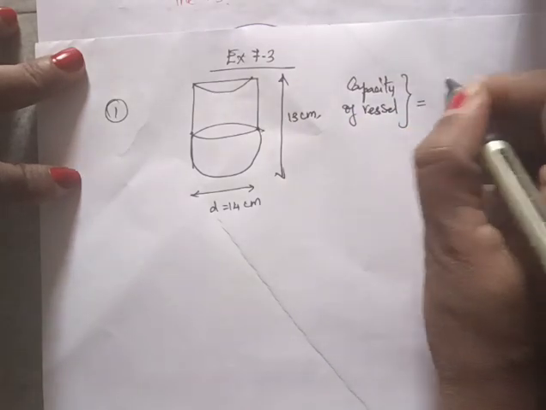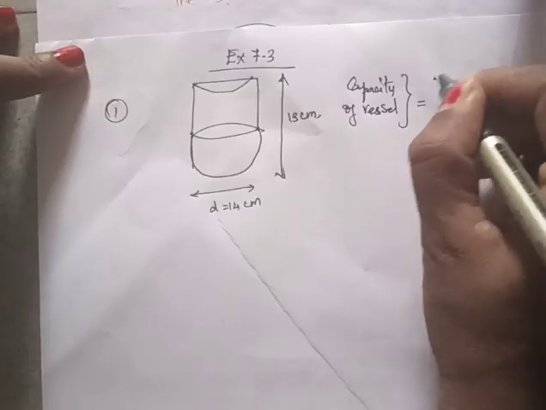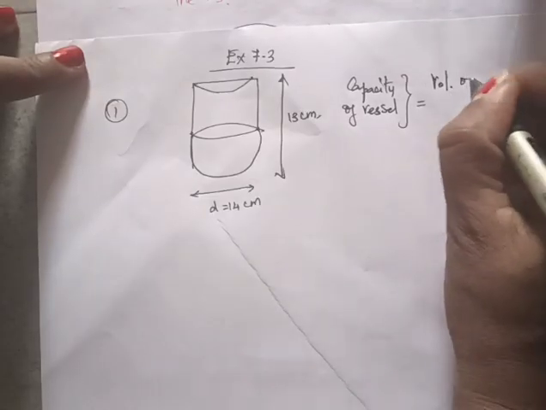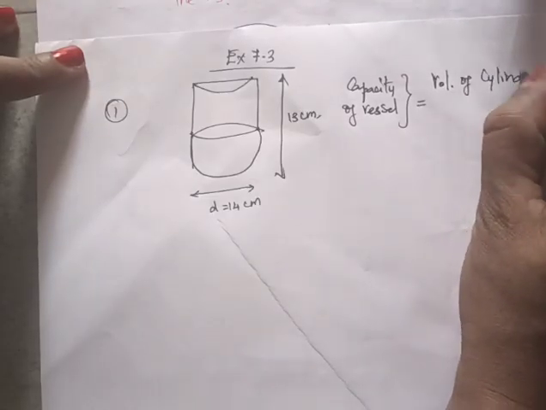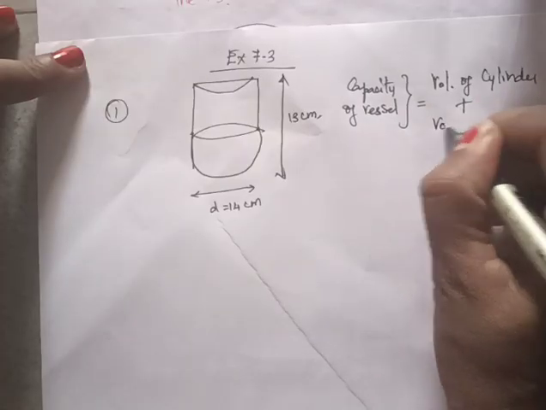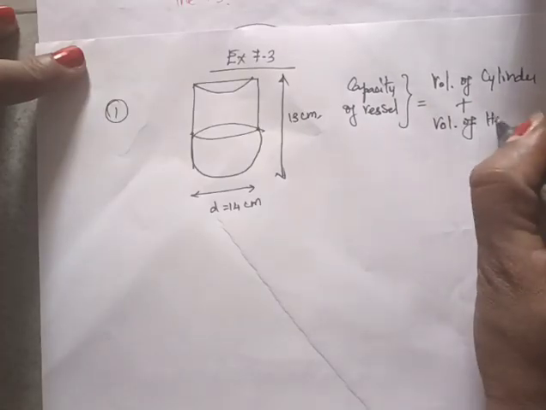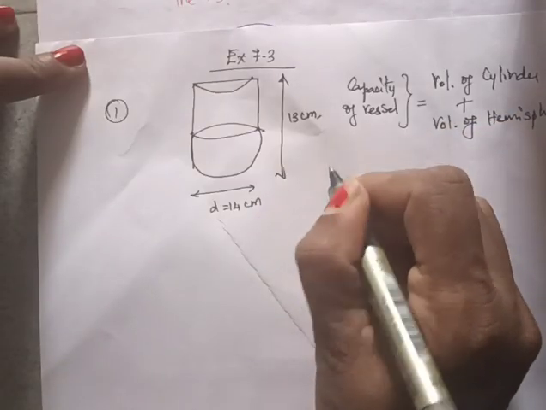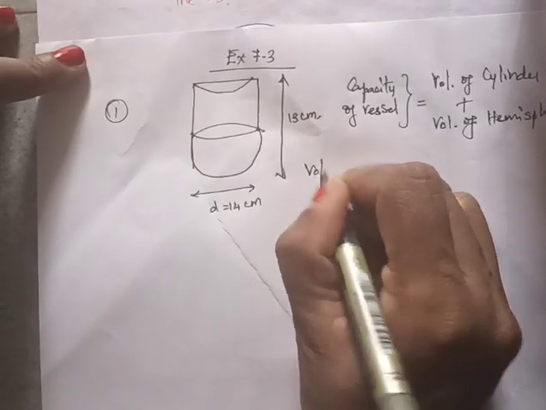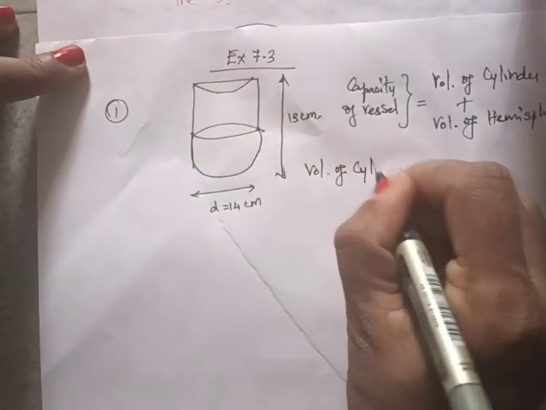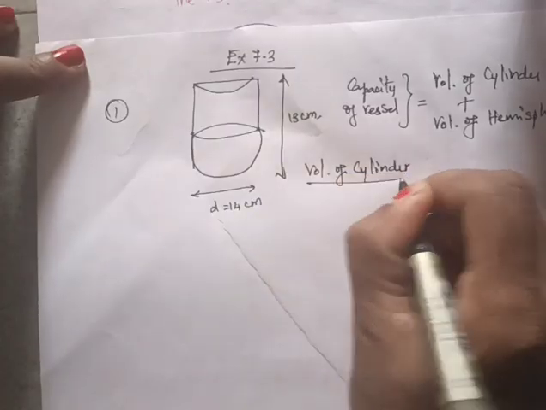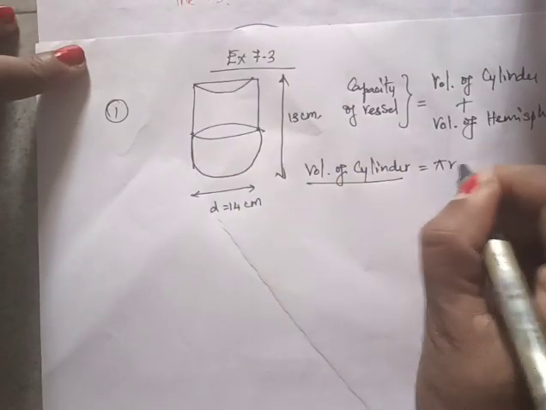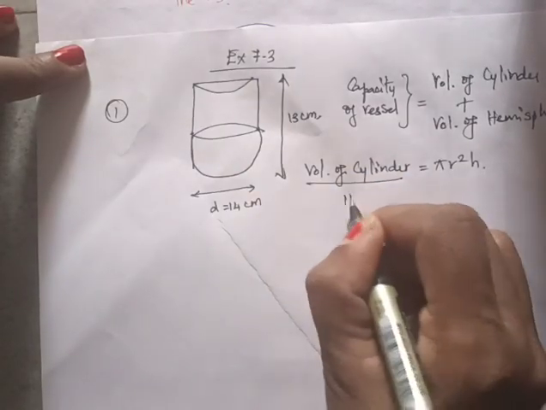Capacity of the vessel is nothing but the sum of the volume of the cylinder and the volume of the hemisphere. First we have to find the volume of the cylinder. Volume of cylinder formula: pi r squared into h.